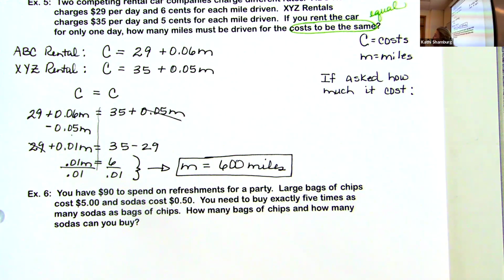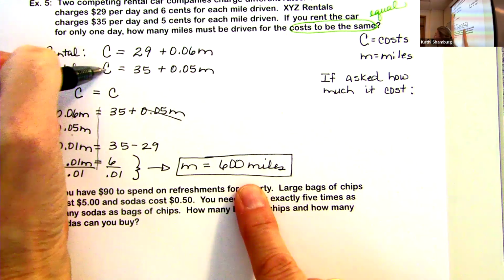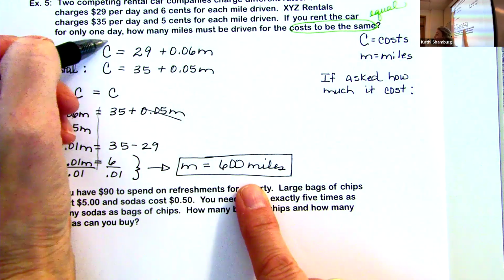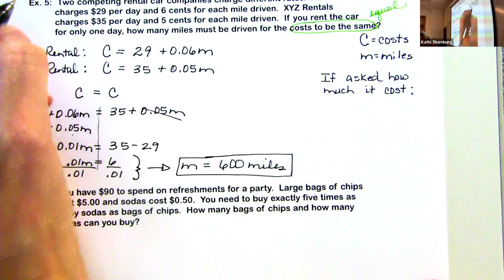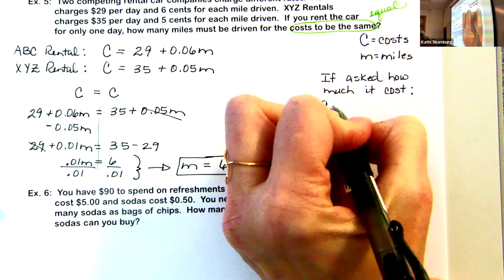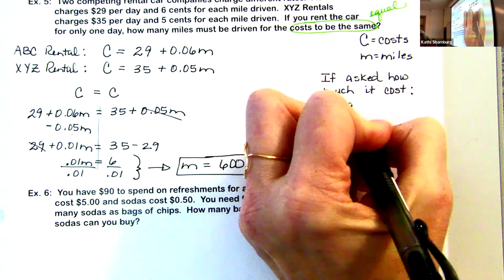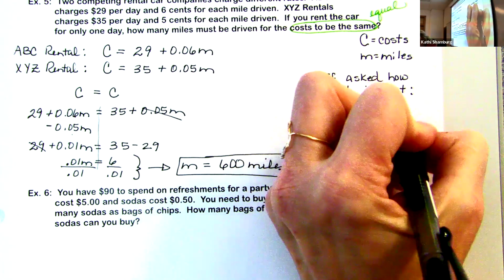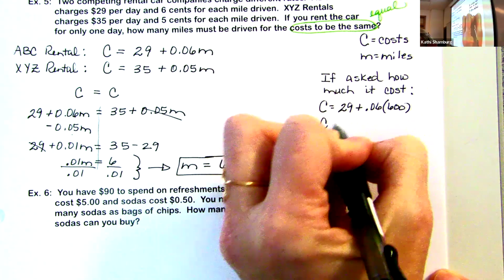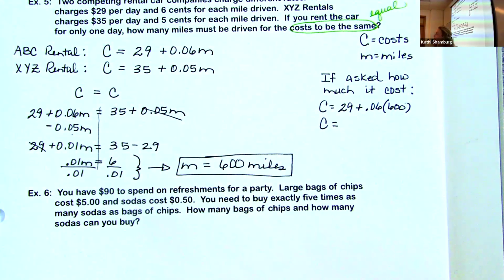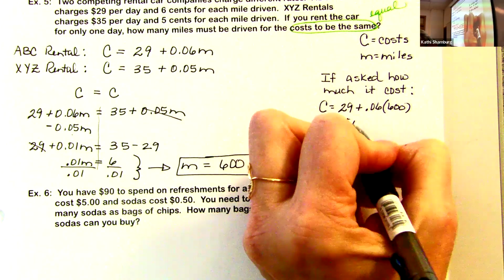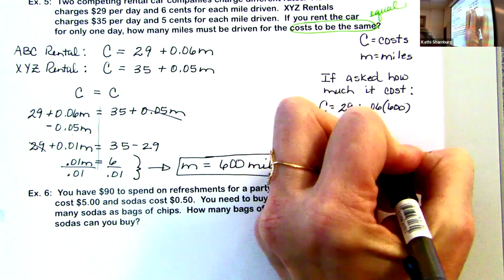How could I find the cost? Does it matter which equation I plug it into? No, because remember, we were figuring out when they were the same. So I'm just going to plug it into the first one. So if I wanted to know the cost, I could do 29 plus 0.06 times 600 miles. So how much is that going to cost me? $65. Just in case that was asked.